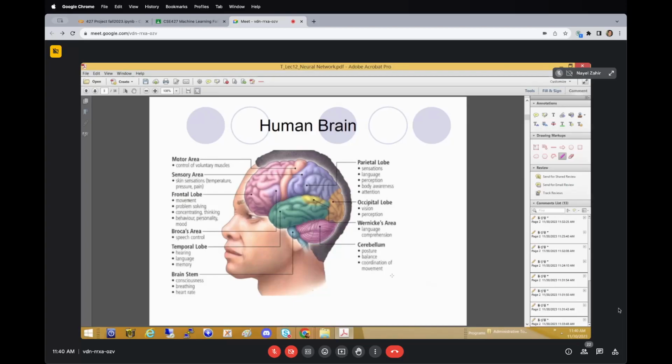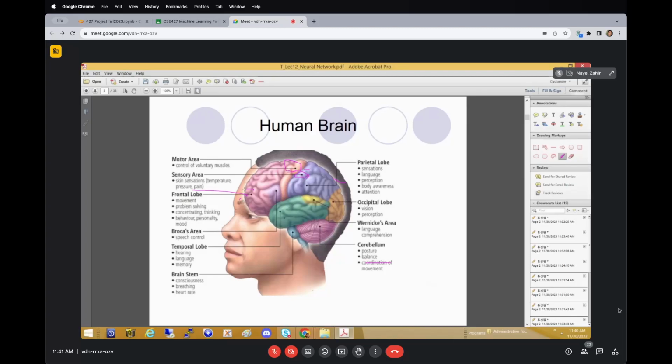Like, this part we can see is called the motor area, to control the voluntary muscles. And then this part is called the sensory zone, or sensory area, for the temperature, pain, and pressure sensations.